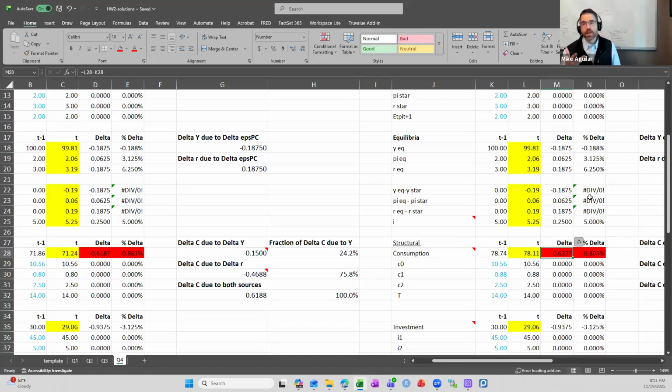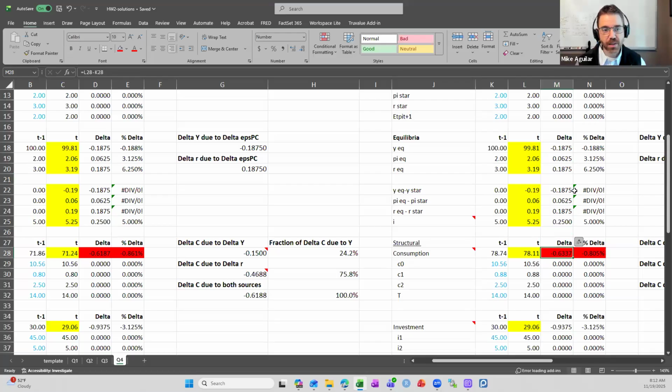So we had already said that C1 was the sensitivity of the consumer to changes in disposable income. The change in disposable income is the same, minus 0.1875 in both economies. So all we're doing is saying these consumers on the right are more sensitive to that change in disposable income. And as a result, their consumption is changing by more. Okay, so that matches our intuition empirically.